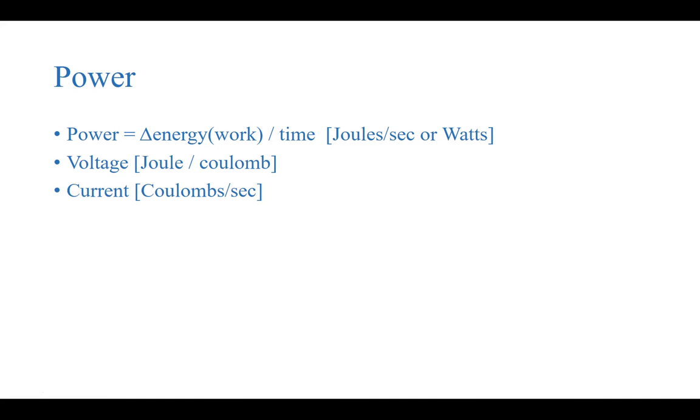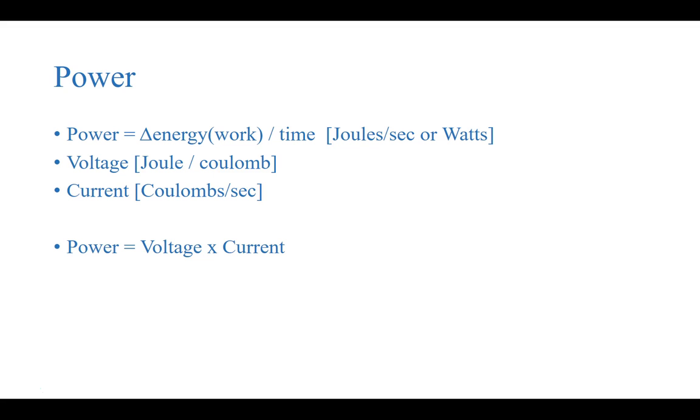So let's recall a couple other terms. Voltage is the joule per coulomb, and current is a coulomb per second. So could you use some dimensional analysis to derive the power equation for electricity? I'll give you a few seconds. Push pause.